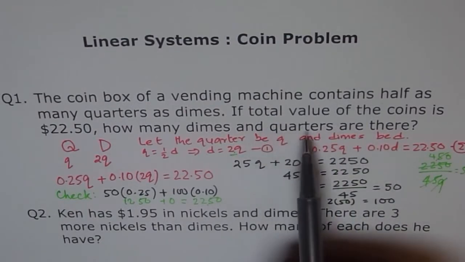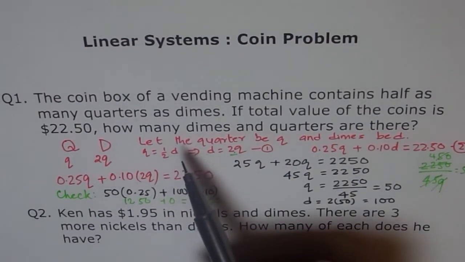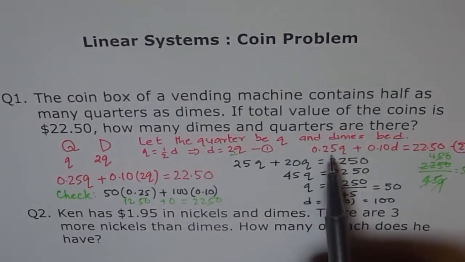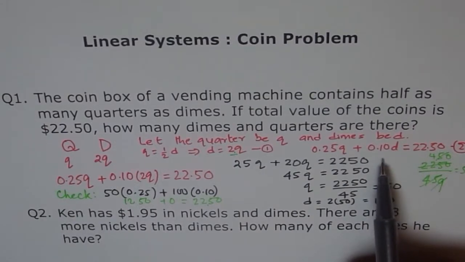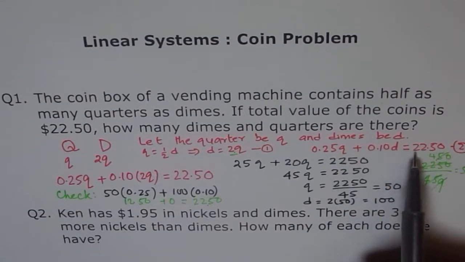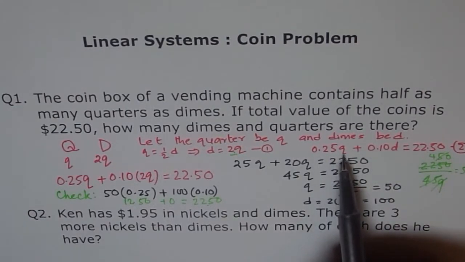Total value, how do you find value? If there are Q quarters, then what is the value of that? Times 25 cents, because each quarter is worth 25 cents, right? So the value of our money is 25 cents times Q plus 10 cents times as many dimes, right? Okay, now this is our second equation, and this is equal to $22.50.